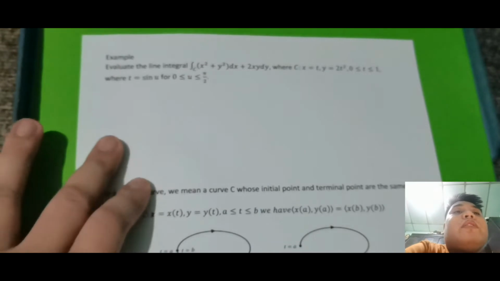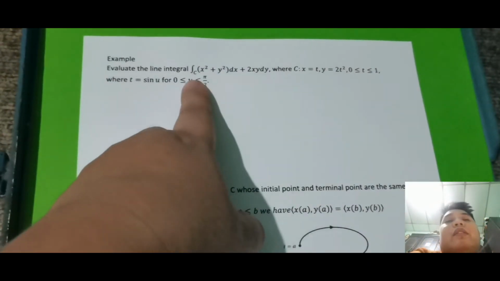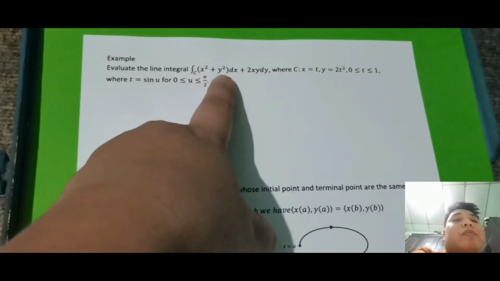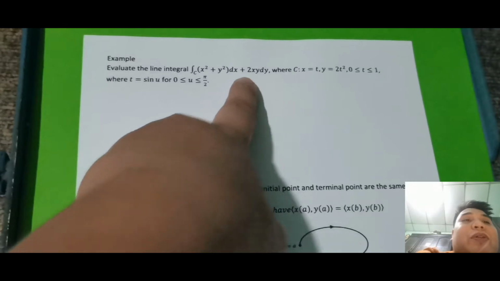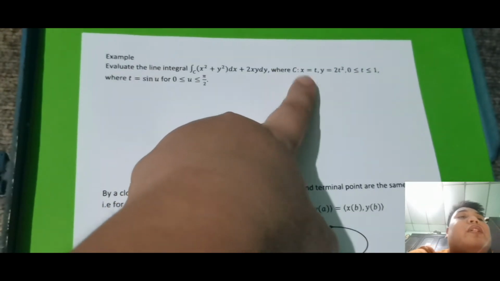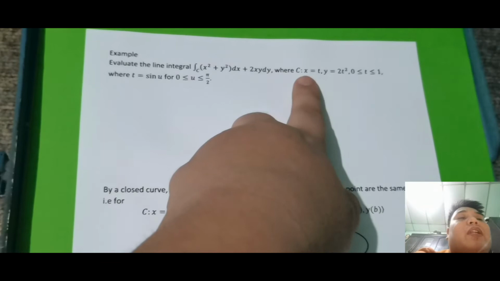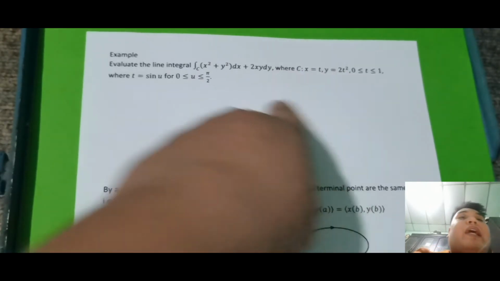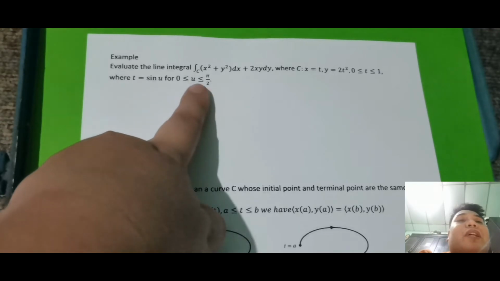Okay, so let's have an example. So evaluate the line integral along the curve C of x squared plus y squared dx plus 2xy dy. So as usual, ayun pa rin ang gamit ko, where C is x equals t, y equals 2t squared for 0 less than or equal to t less than or equal to 1. So alam natin yung line integral niya. So alam natin na 13/3 where t is equal to sine u for 0 less than or equal to u less than or equal to pi.